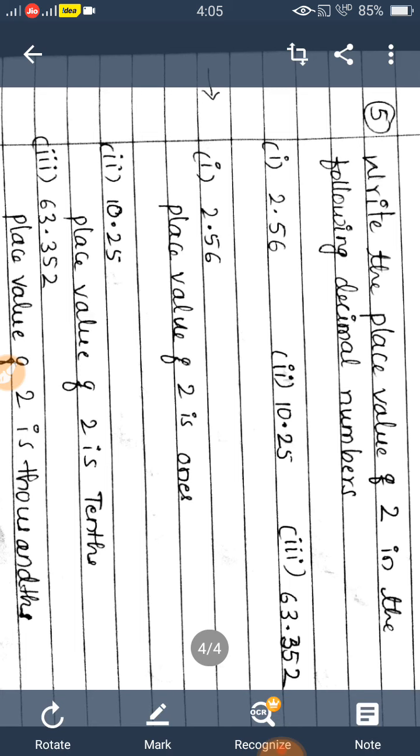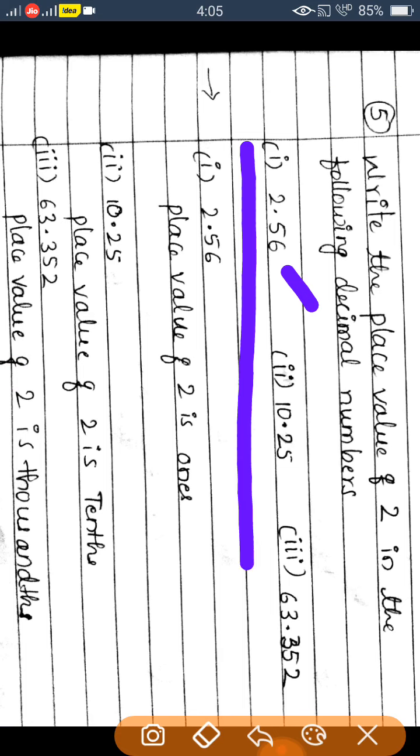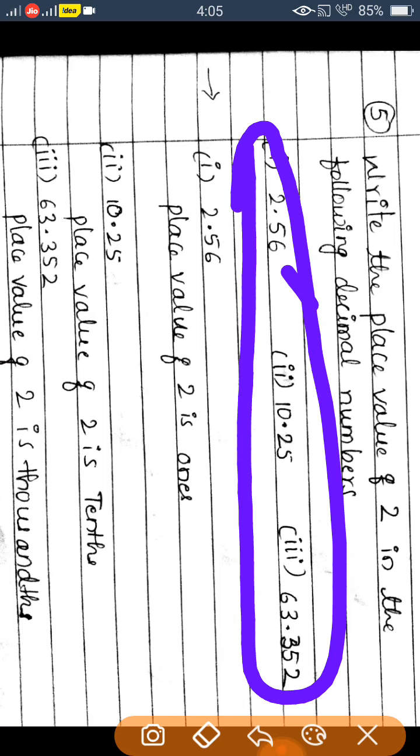Write the place value of 2 in the following decimals. Place value means ones place means 1, hundredth place means 100th, tenth place means 10th. So this is how the place values work. So we have to choose the 2, where it is. In all three questions we have to see the place of 2.